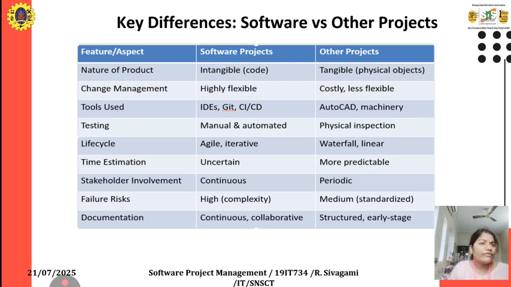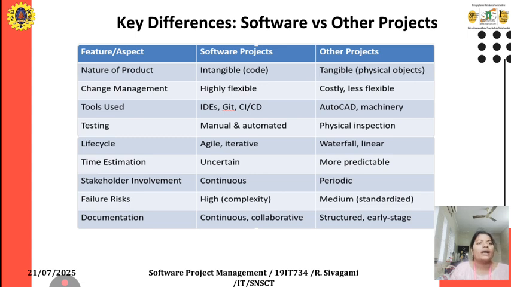Here I give the key differences between software projects and other projects, by feature aspects. The nature of the product in a software project is invisible; in other projects it may be tangible. Change management in software is highly flexible. It means if we complete one project and want to make any changes, we are able to do that.